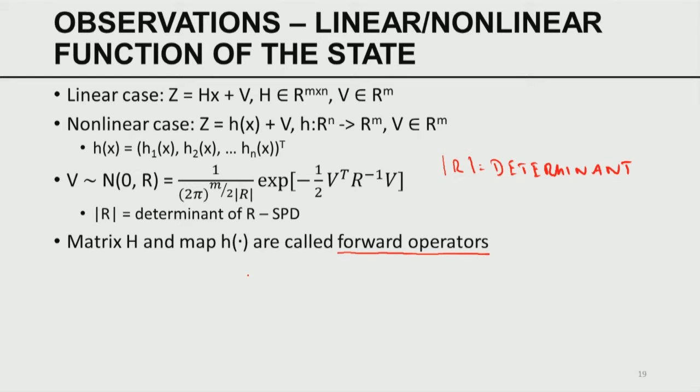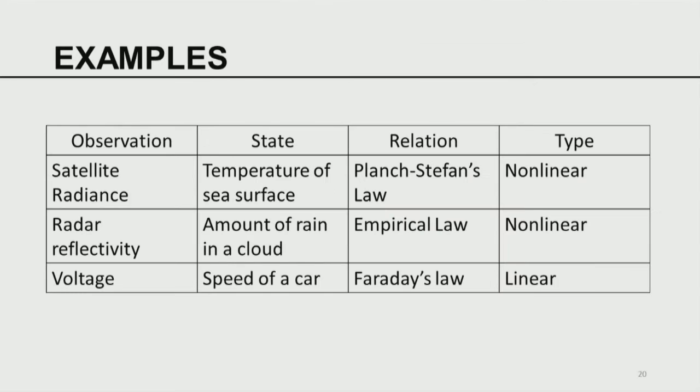Just to be able to talk about it a little pictorially, in terms of examples, the state could be a sea surface temperature. That's the actual thing I want. Observations are satellite radiance in the infrared domain. The relation that relates the radiance to the temperature is called the Planck-Stefan's law. The relation is nonlinear. I think it's Planck, P-L-A-N-C-K.